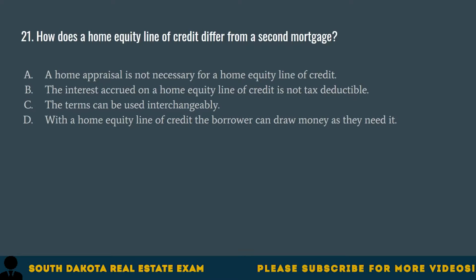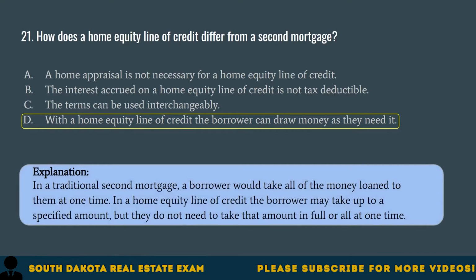A. A home appraisal is not necessary for a home equity line of credit. B. The interest accrued on a home equity line of credit is not tax deductible. C. The terms can be used interchangeably. D. With a home equity line of credit, the borrower can draw money as they need it. The correct answer is D.